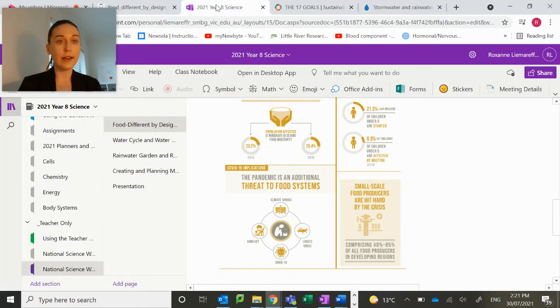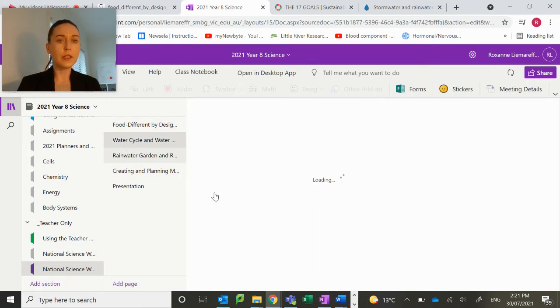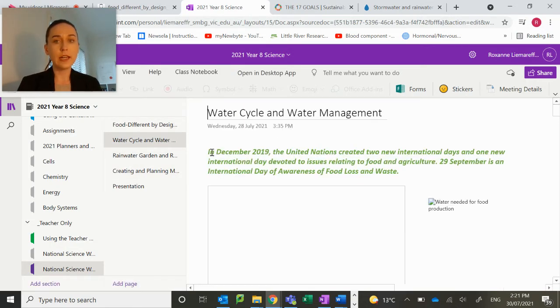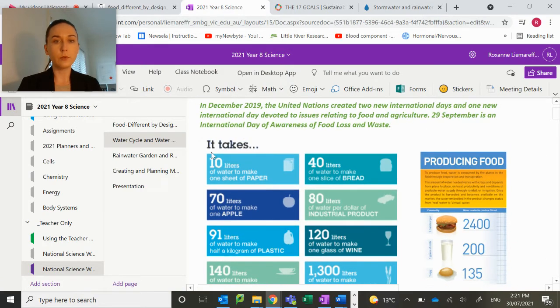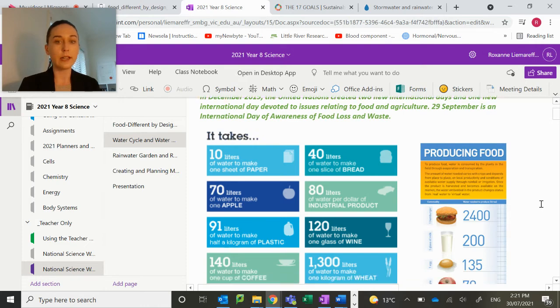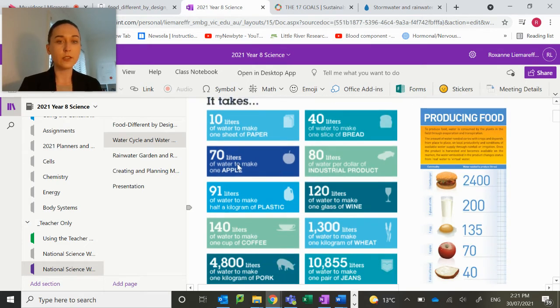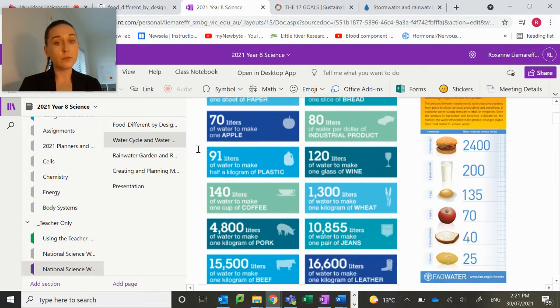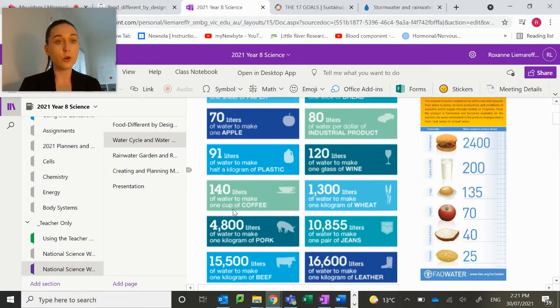So going back to our OneNote, in this particular unit we've got topics around the water cycle and water management. We're going to be looking at the rainwater garden, creating and planning, and the presentation. So water cycle and water management specifically, we'll discover how much water is actually consumed in producing food and why it's important to be sustainable. So just for example, it takes 70 liters of water to make one apple juice, 140 liters of water to make one cup of coffee. We all love our coffee in Melbourne.